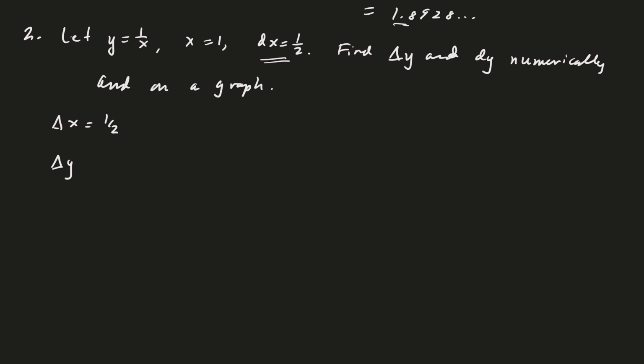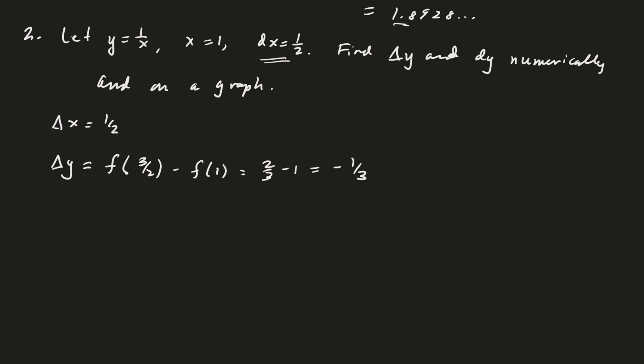Our delta y is f of x plus delta x, which would be 3/2, minus f of x, which is f of 1. Good, so that looks like 2/3 minus 1, huh? Minus 1/3. So that means as you go from 1 to 3/2, the function drops by 1/3, right?